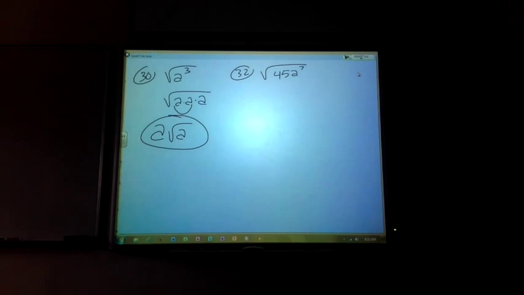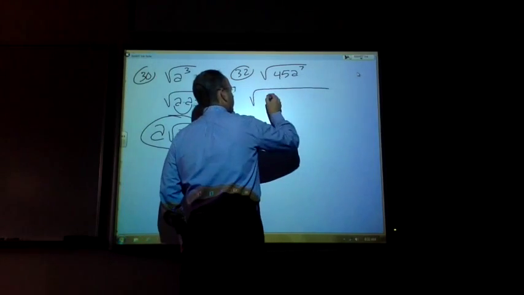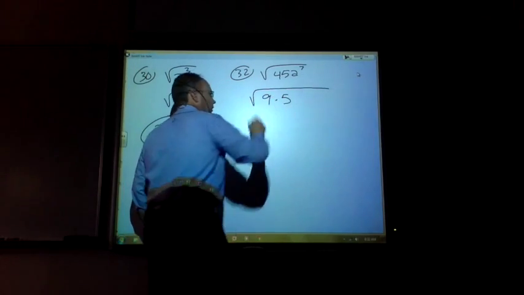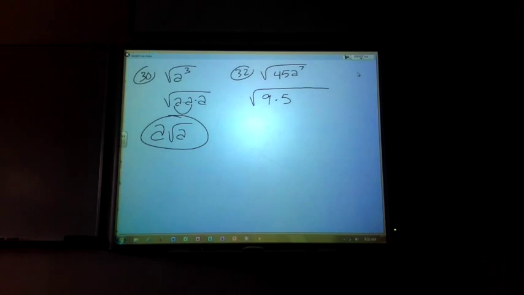Number 32. Let's approach it. How do you want to approach it? Yeah, 9 times 45. What's that? 9 times 5. There. Okay. 5 can't be broken down any further, and 9's a perfect square. I kind of like that one.